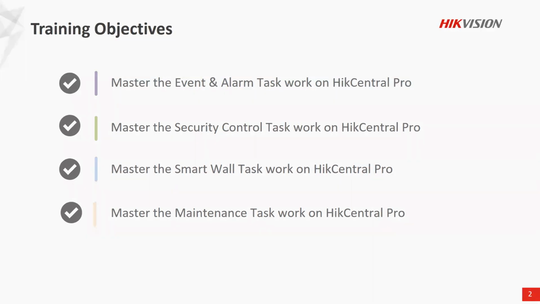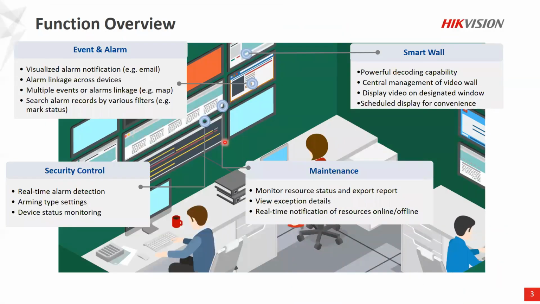All right, let's quickly have a look at events and alarms. First of all, the function overview. If we look at the holistic control room, the first thing we mention is the events and alarms. So we're going to visualize them. Alarm notification could be in the form of an email. We can also populate it onto the smart wall, which I'll get to in a sec.